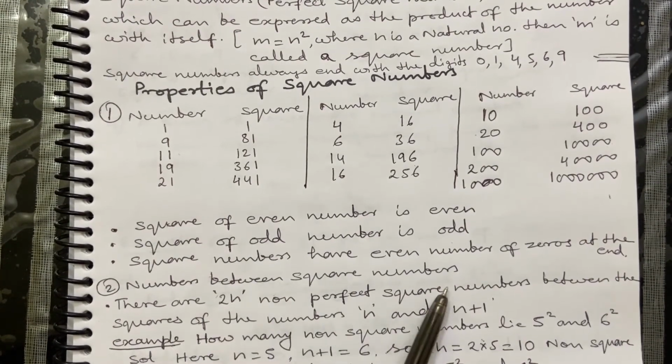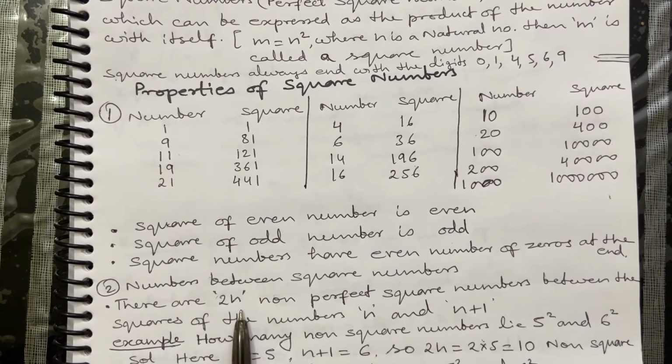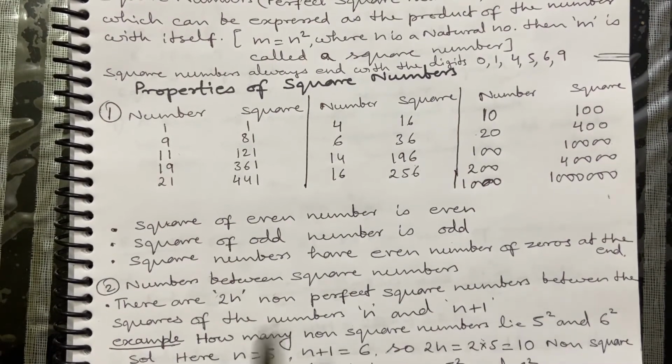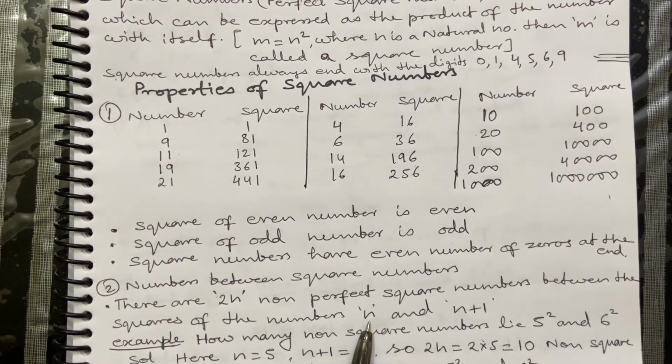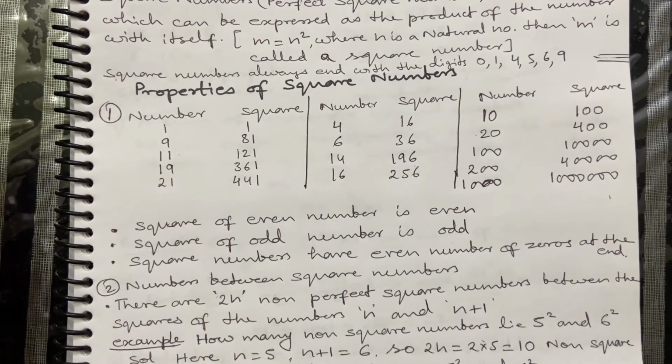Numbers between square numbers. What does it mean? The property says there are 2n, 2 times n, non-perfect square numbers. Non-perfect square numbers means the numbers which are not perfect squares. So the property is saying that there are 2n non-perfect square numbers between the squares of the numbers n and the next number, that is n plus 1. Between n squared and n plus 1 squared, there are 2 times n non-perfect square numbers.